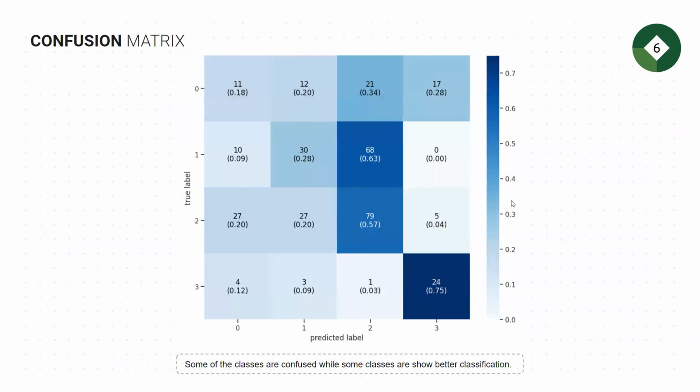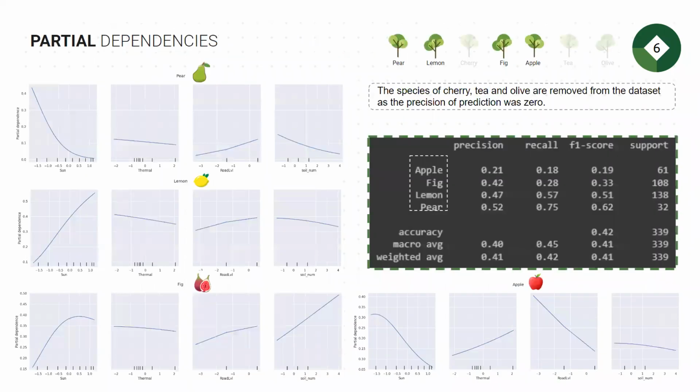If you can see in this confusion matrix, some of the classes are confused while some classes show better classification. As I have seen earlier, we have removed the datasets of cherry, tea, and olive, as the precision of prediction was 0.